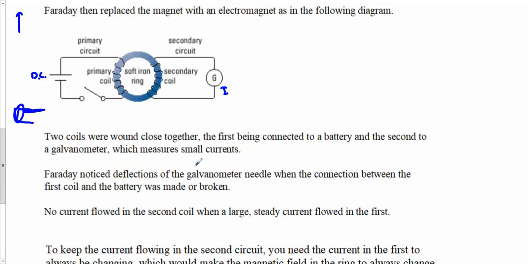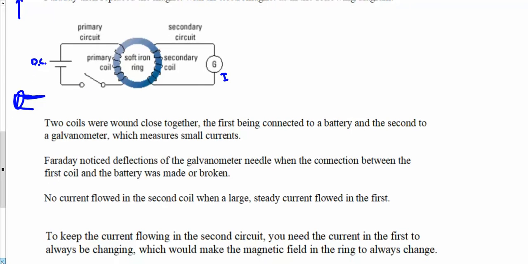Faraday noticed deflections of the galvanometer when the connection between the first coil and the battery was made or broken. No current flowed in the second coil when a large steady current flowed in the first. So only when this was opening and closing did he seem to be getting what he wanted. So I guess you could hire somebody to open, close, open, close, over and over. That would solve our problem, except that it seems very impractical to have somebody's job be to sit here and open and close it.